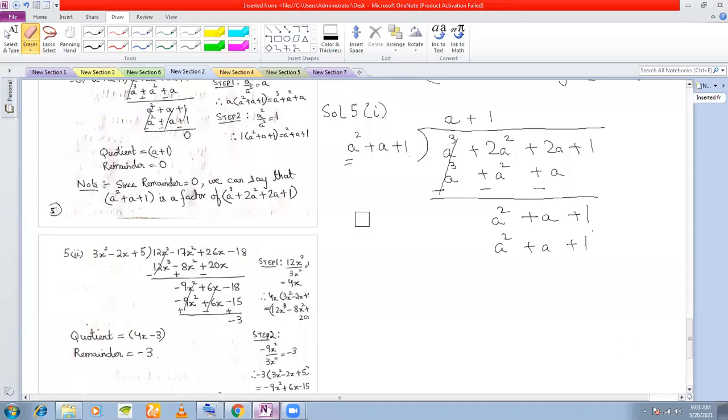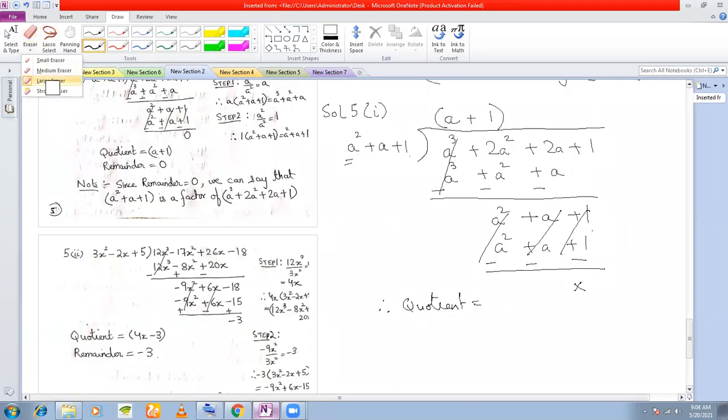Okay. Now you subtract. Everything cancels, right? So what is your quotient? a plus 1. What is the remainder? 0. Therefore, what can we say if the remainder is 0? So we can say that it is a factor. Factor of what? Which is the factor of what?